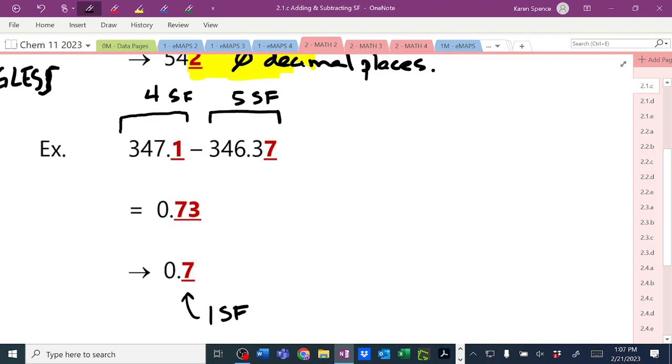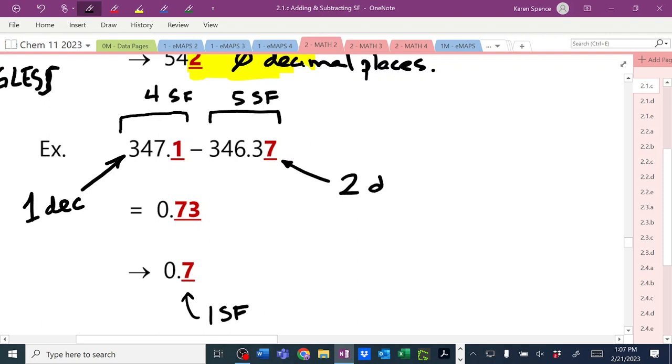Either look at the decimal places, where here we have 1 decimal place. Over here we have 2 decimal places. We do our calculation on our calculator and we get 0.73. So we need to round that to 1 decimal place, which means we get 0.7.